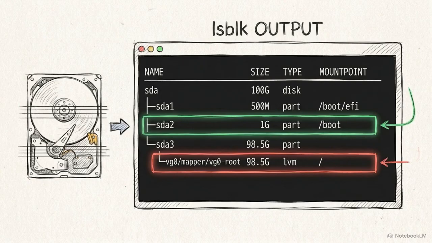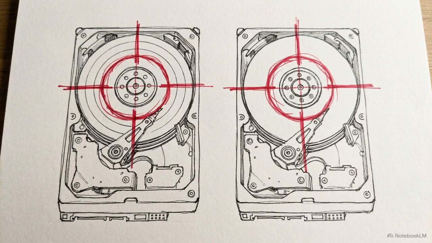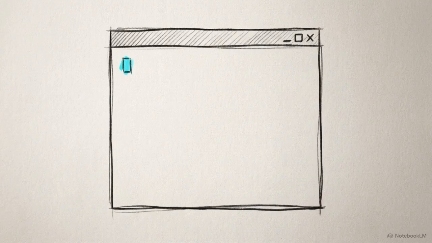Looking at the lsblk output, first identify the primary root file system, listed under a mapper path like /dev/mapper/vg0-root. Next, locate the dedicated boot partition, typically a smaller block device labeled /dev/sda2. Pinpointing these 2 exact partition pathways is mandatory. Mounting the wrong drives here means the recovery commands will fail soundly.